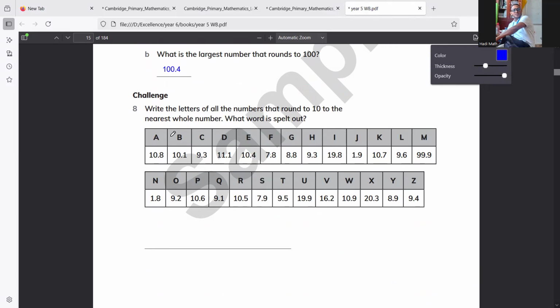Let's go from A. A, like the whole number is 10. After 10, there's 8. We said when I have 5 and more, we add 1. So it's going to be 11 now. This is 10.1. The decimal after point was 1. We don't add 1. So it's going to be 10. So this is yes. This one is going to give us 10.